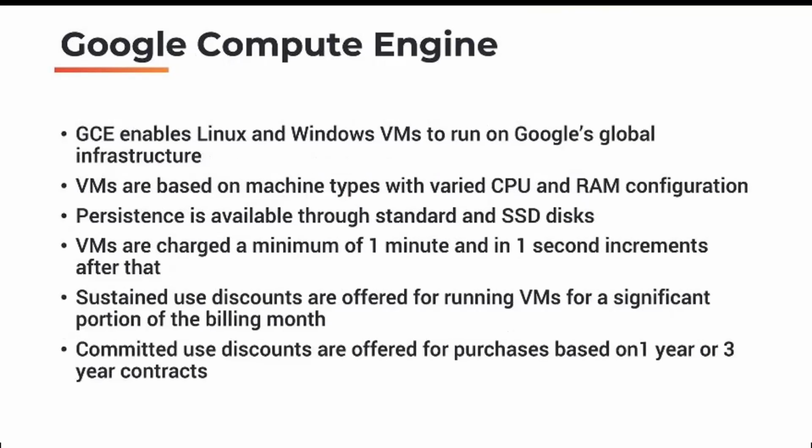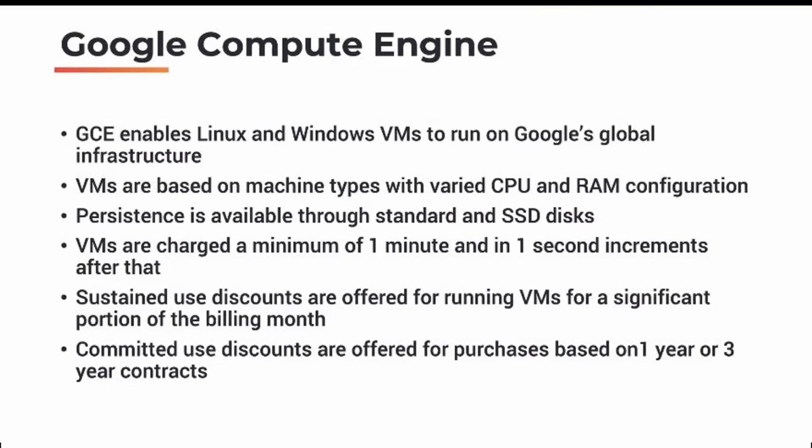Compute Engine enables Linux and Windows VMs to run on Google's infrastructure. VMs are based on machine types with varied CPU and RAM, which means you can get different combinations of CPU and RAM. Persistence is available through standard and SSD disks, which means you can directly plug into the hard drives of the VM instances. You can also add additional disks, just like AWS.